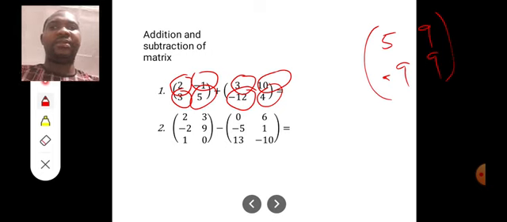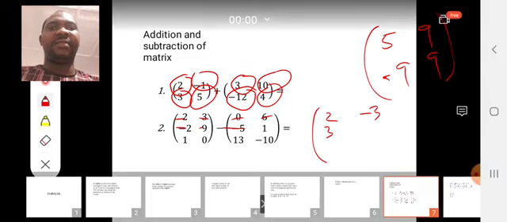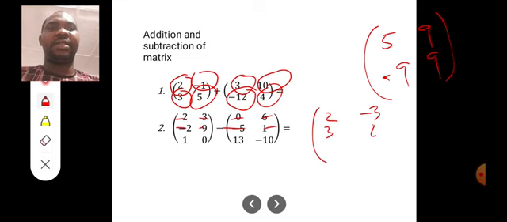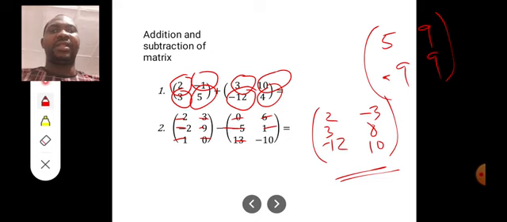So look at the next matrix here. We have 2 plus 0, which gives us 2. We have 3 minus 6, which will give us minus 3. Then we have minus 2 minus 5, which means plus 5, okay? Then minus 2 plus 5 is 3. We have 9 minus 1, which is 8. Then we have 1 minus 13, which is minus 12. Then we have 0 minus 10, that means 0 plus 10, which will give us 10. Okay, so this is what we get in addition of matrices.